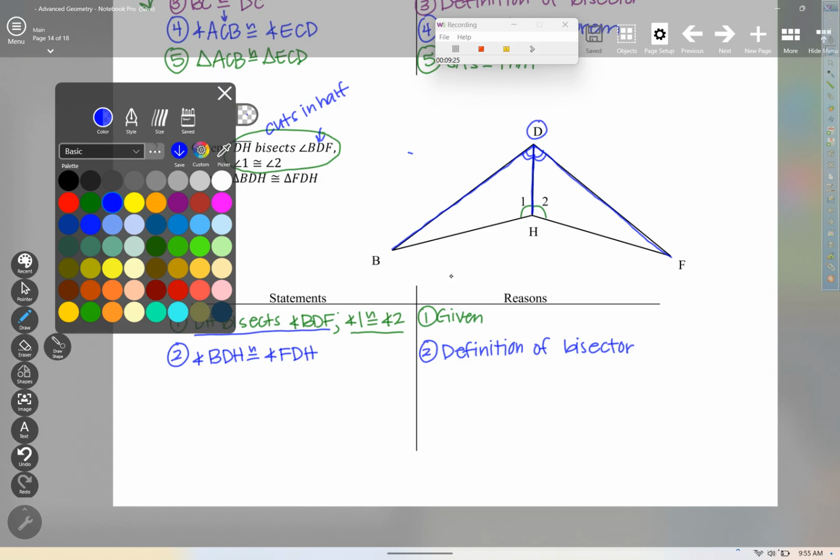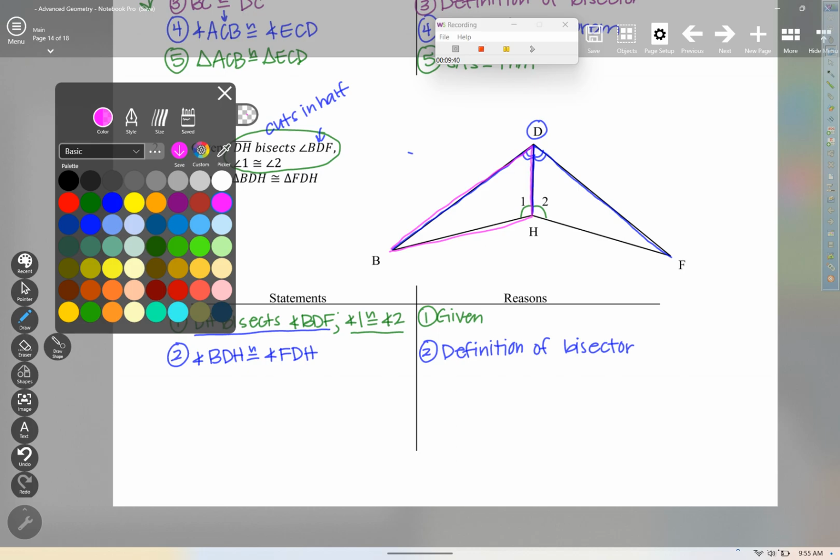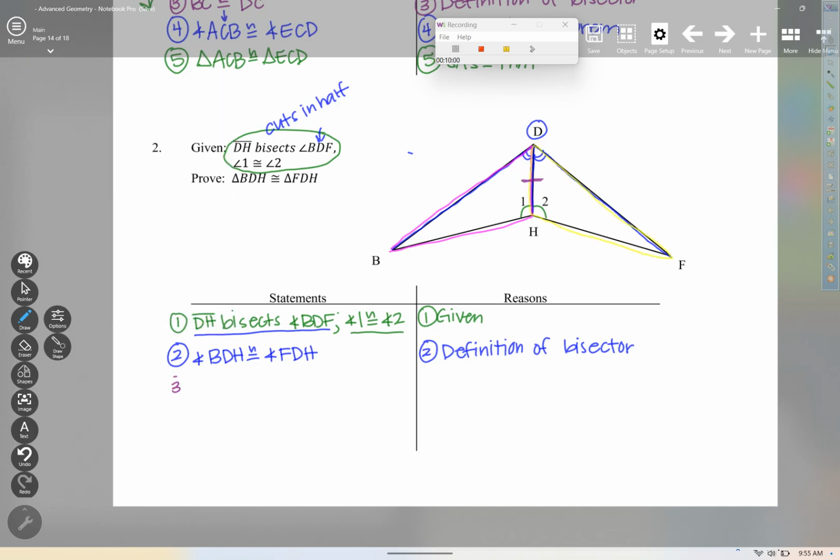Okay, each triangle only has 2 markings, so I still have to mark something else. If you guys remember from last class, if I highlight both separate triangles here with different colors, then I can really notice what is overlapping, what colors are overlapping. Do you guys see they share a side? They share side DH, and a side gets tick marks. So I don't have any tick marks yet, so I just need to add 1. So step 3, DH is congruent to DH.